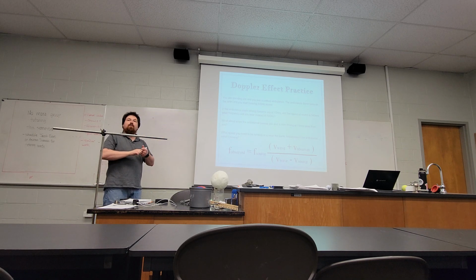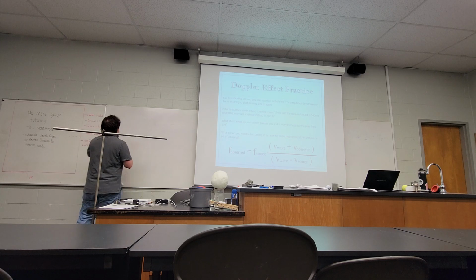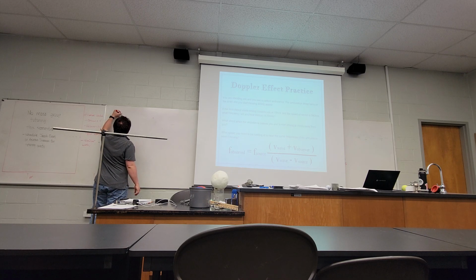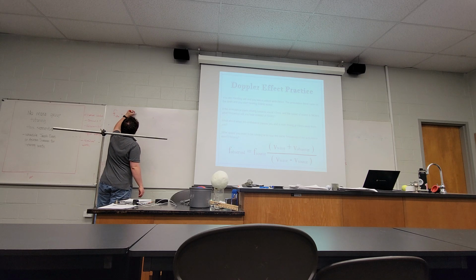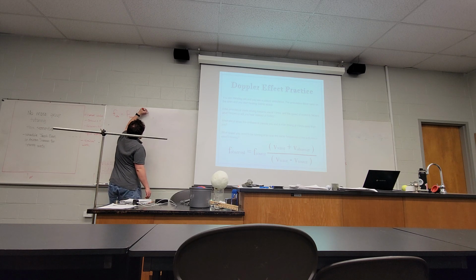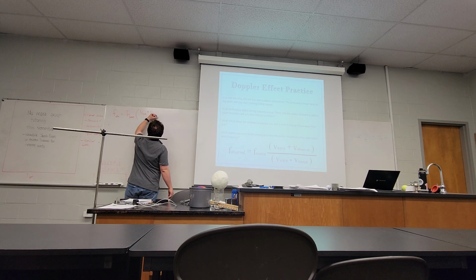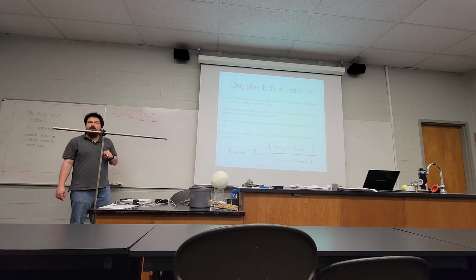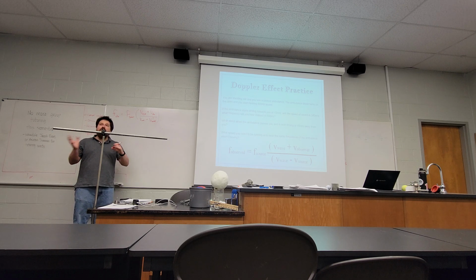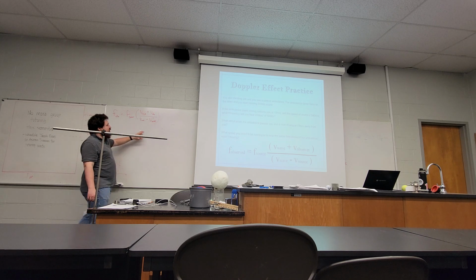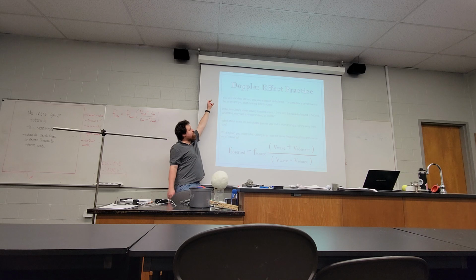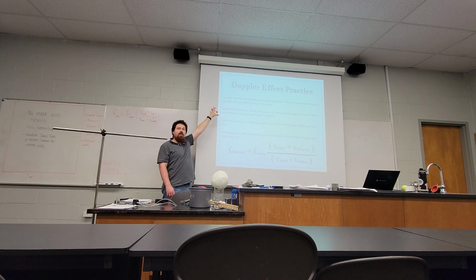Again, we'll say that the siren is supposed to be making 500 hertz sound. F observed equals F source times V wave plus V observer divided by V wave minus V source. In this case, the ambulance is the source because that's the thing with the siren, and you are the observer because you are the thing with ears. It's normally making 500 hertz, and that's what you hear when you are both standing still. And then the ambulance starts driving towards you at 15 meters per second.